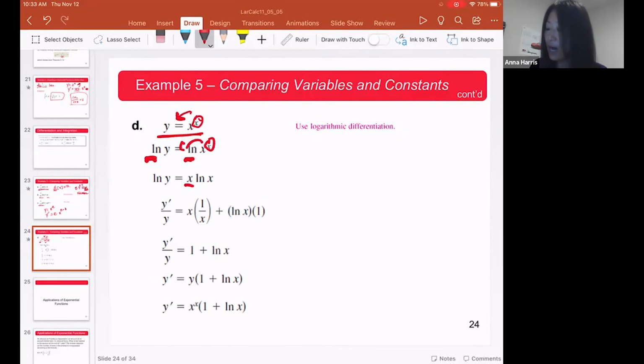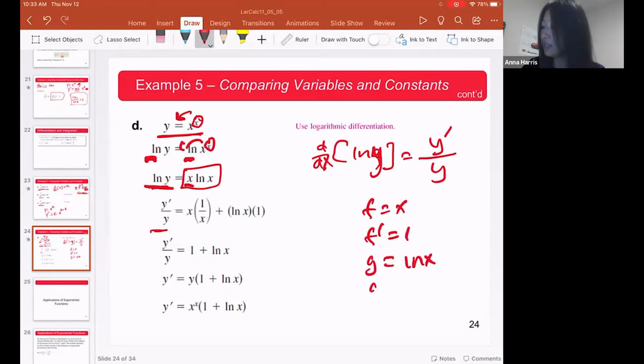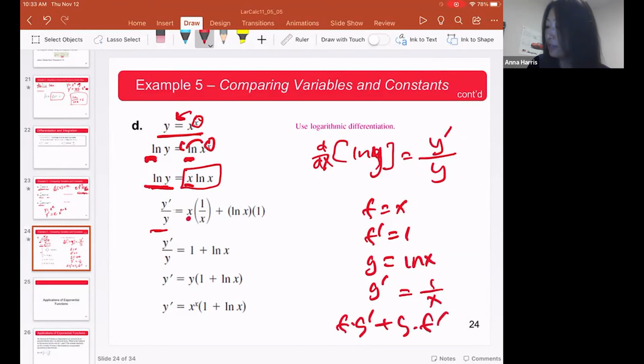Now take the derivative of this, all right? The left side is the same as y prime over y. And in this case, you're going to use the product rule. So f is x, f prime is 1, g is natural log of x, and g prime is 1 over x. So remember, f times g prime plus g times f prime. So when you apply that, you get this.